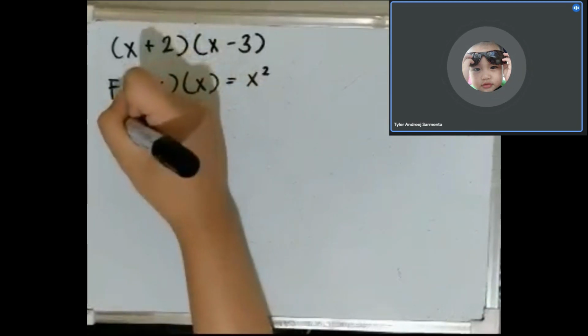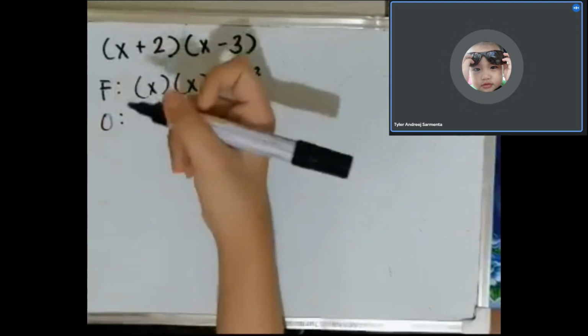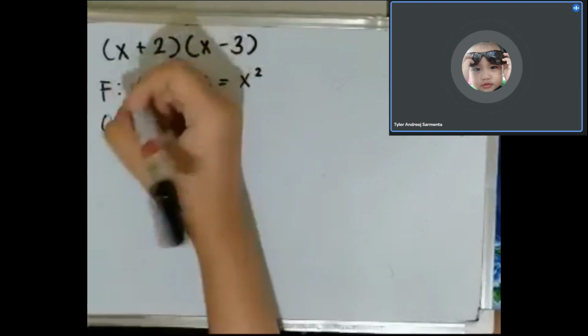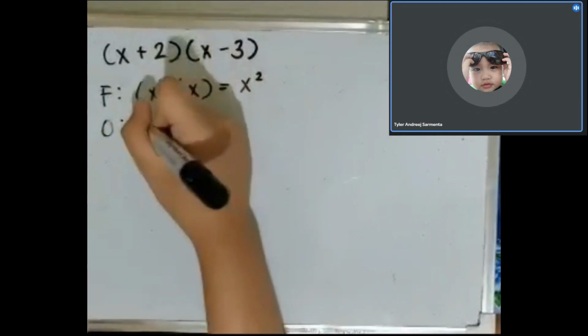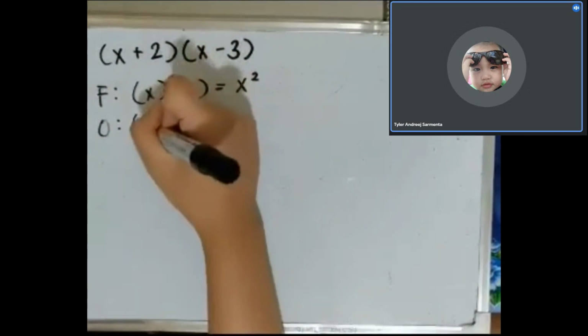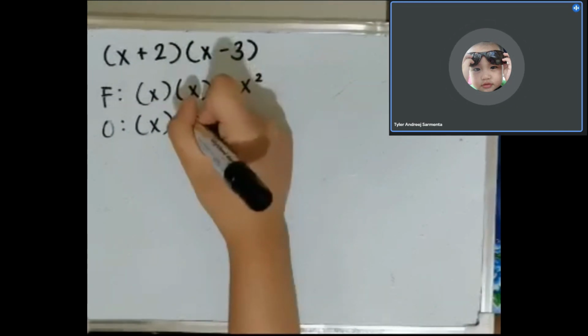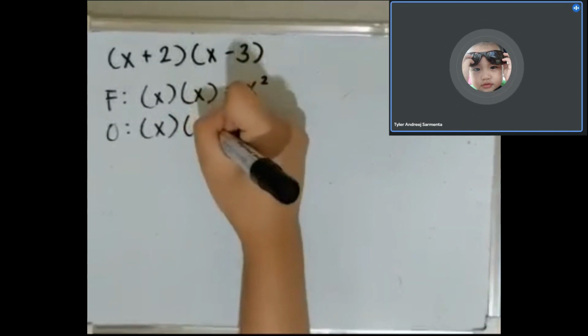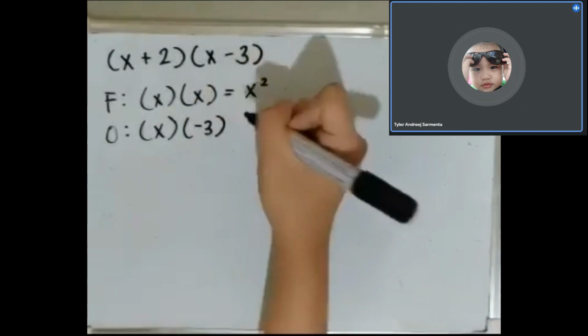Second, we multiply the outer terms of both parentheses. For the outer terms, you need to find the terms farthest from the middle, which are x and negative 3. So you multiply. x times negative 3 is equal to negative 3x.